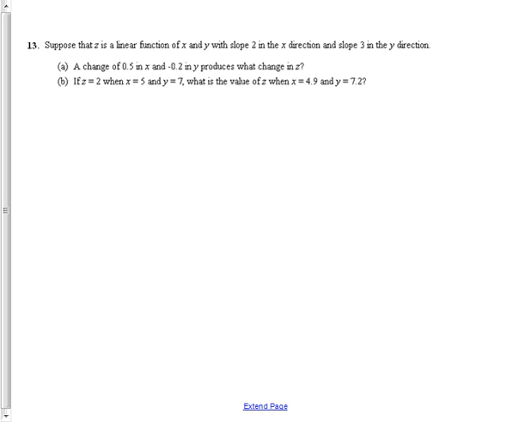Okay, last example problem, and this has to do with just considering our idea of slope. So we've got that z is a linear function with a slope of 2 in the x direction, 3 in the y direction. So take a second to try to get an answer to A and to B.